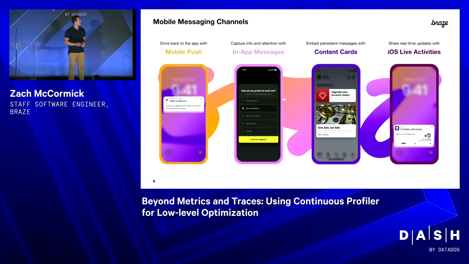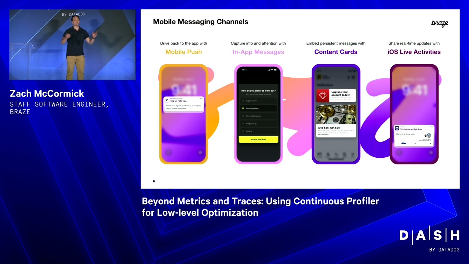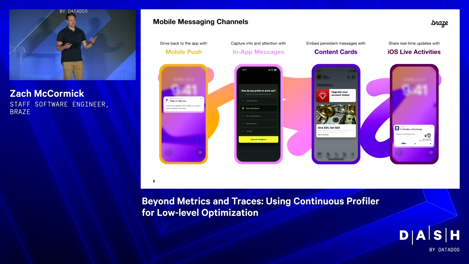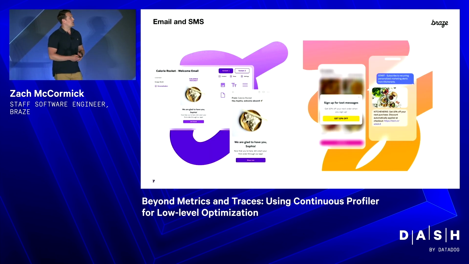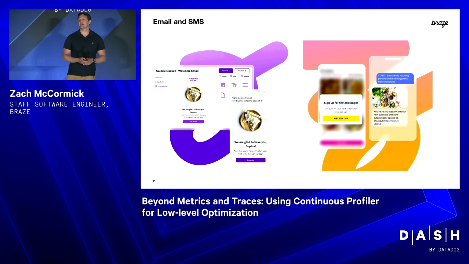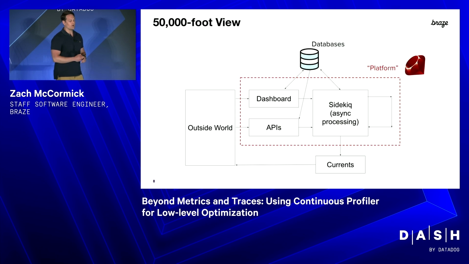Some things that we send, so just a real quick idea, just so you know what I'm talking about. We send mobile push, in-app messages, something called content cards, which, if you think of an inbox in an application, iOS live activities. We also send email, SMS, kind of all the things that you think about if you've ever used marketing automation software. So lots of fun things, all kinds of features, with all kinds of places for things to go wrong, which is always fun.